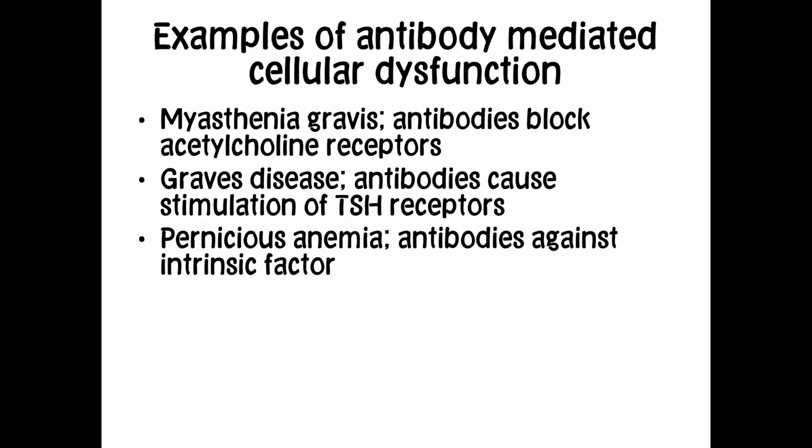Examples of antibody-mediated cellular dysfunction include myasthenia gravis, where antibodies block acetylcholine receptors, Graves' disease, where antibodies cause stimulation of the thyroid-stimulating hormone receptors on the thyroid gland, and pernicious anemia, where antibodies are formed and act against the intrinsic factor.